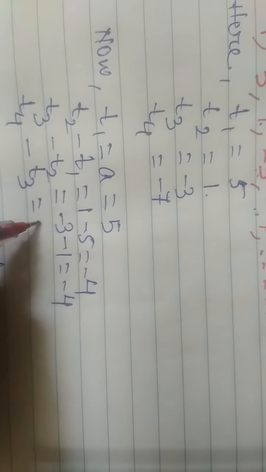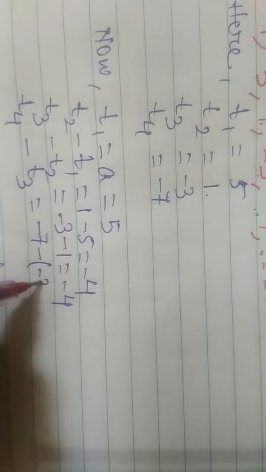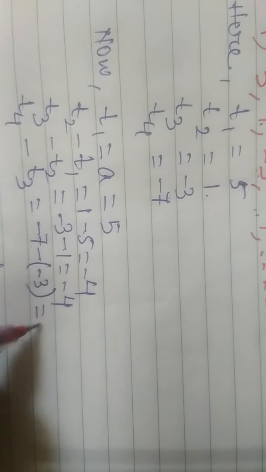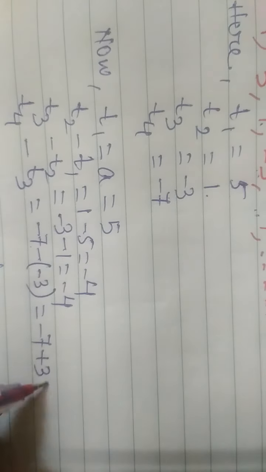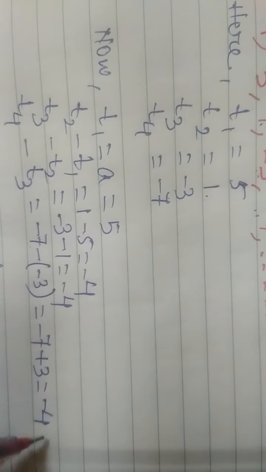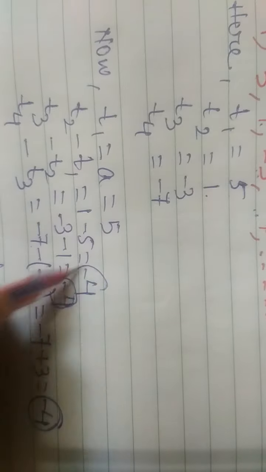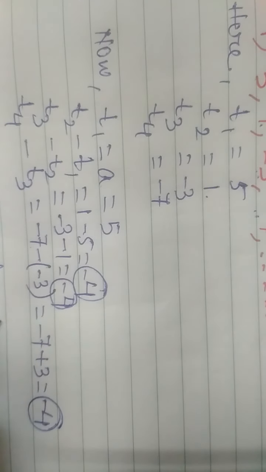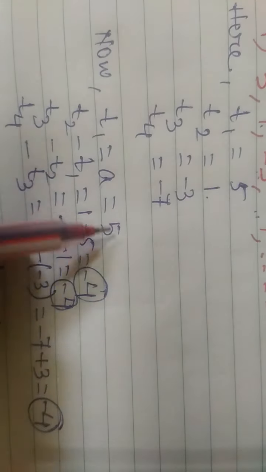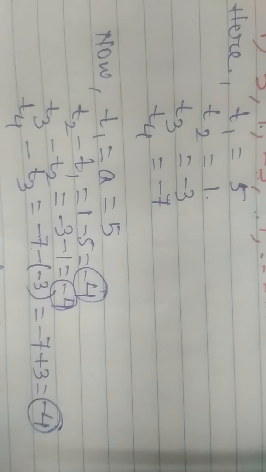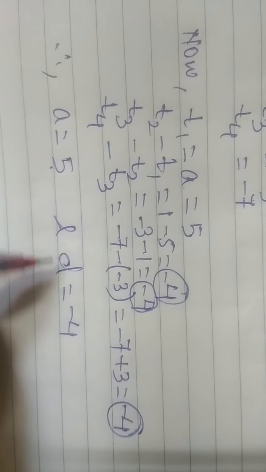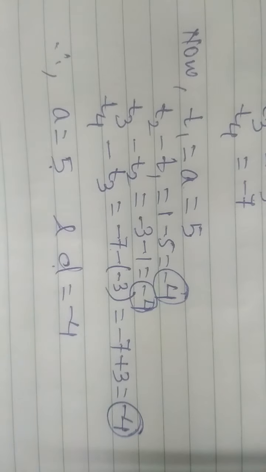So what we are getting is minus 4. T3 minus T2 is minus 3 minus 1, which equals minus 4. T4 minus T3 is minus 7 minus of minus 3, that is minus 7 plus 3, which equals minus 4. So minus 4, minus 4, minus 4. So the common difference is minus 4, and the first term we already have is 5. Therefore A equals 5 and the common difference is minus 4.